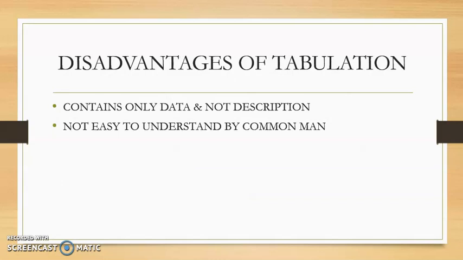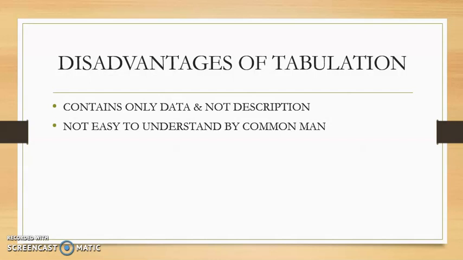So there are disadvantages here. Tabulation contains only data, not the description. Means, how many female responses are there in your research, that can be segregated, right? But out of how many responses you got, that 15 or 20 are female, that description will not be given. Then, it is not easy to be understood by the common man.